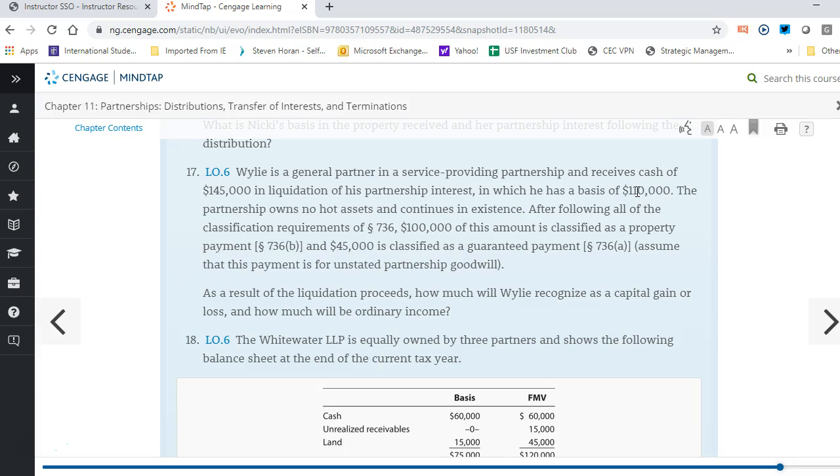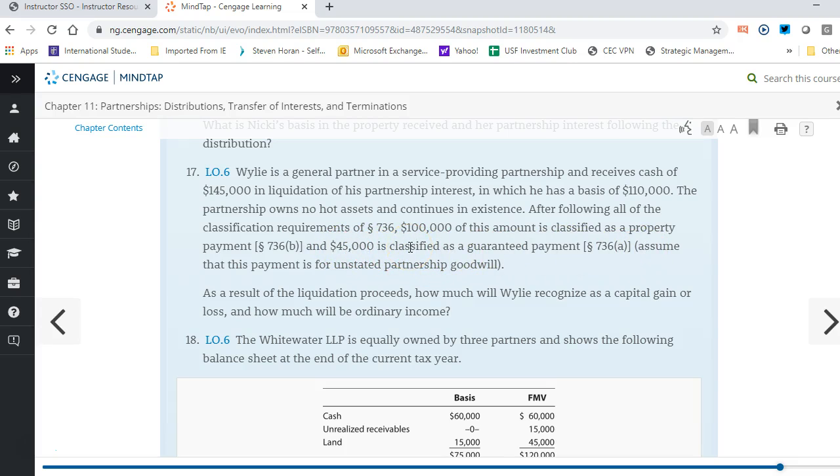So we're buying him out. He's now no longer a partner. He had basis of $110,000, and we gave him $100,000 for it. So he's got a capital loss that he can put on his tax return. He can recognize that as $10,000. And then separately to that, he receives a $45,000 guaranteed payment.